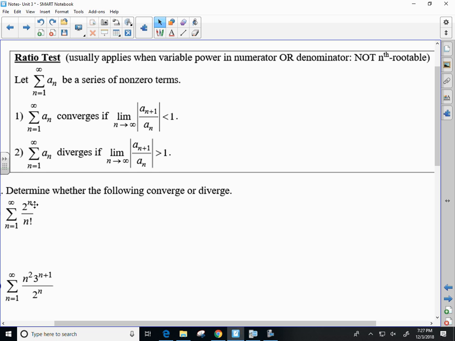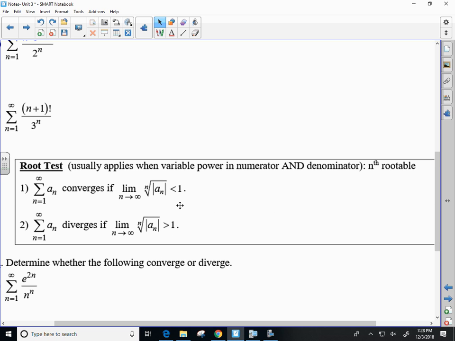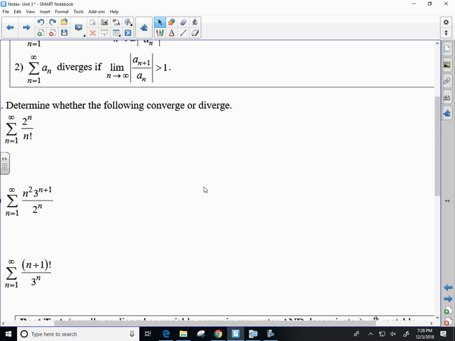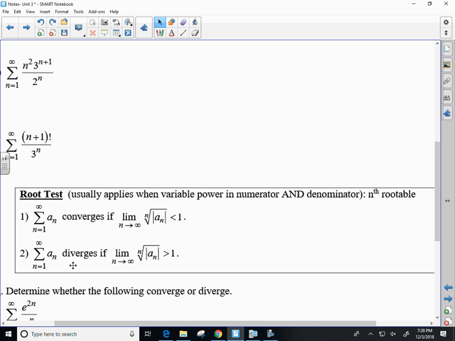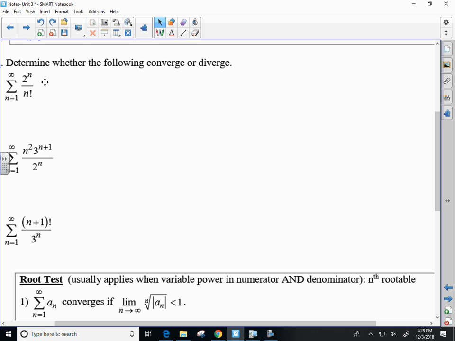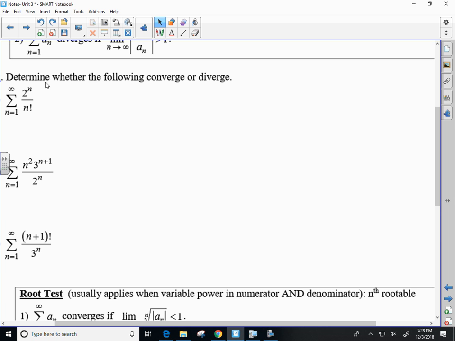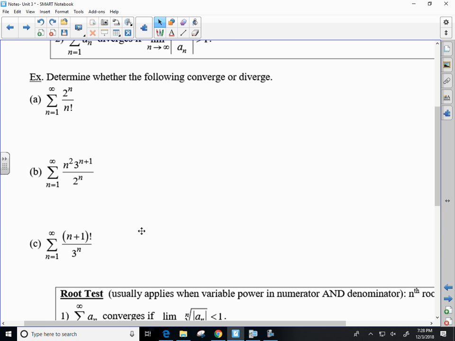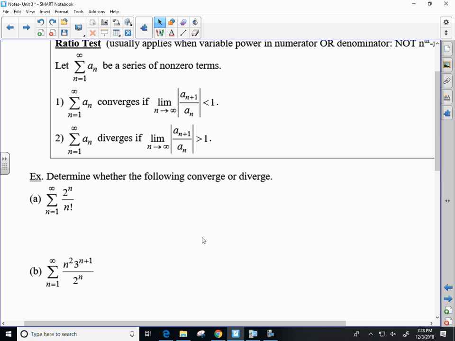So we have a variable power in the numerator and not in the denominator. And what I mean by not nth rootable is because when we get to the root test, we're actually going to take the nth root of something that is raised to the nth power. That only happens if the power is on the top and on the bottom. Here, we're looking at the power of n being on the top or on the bottom, not on both. Because if it were on both, then we would be looking at the root test. So that's really all I was talking about there. It just sometimes gets lost in the translation.